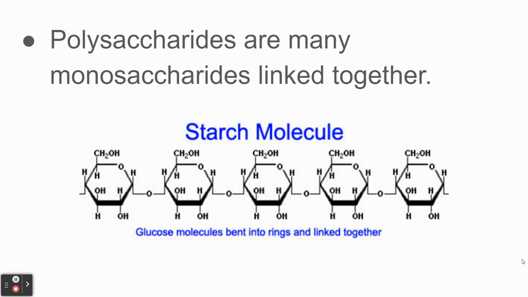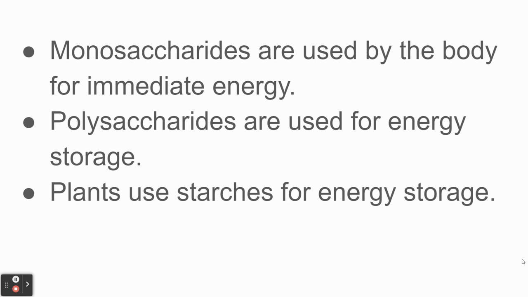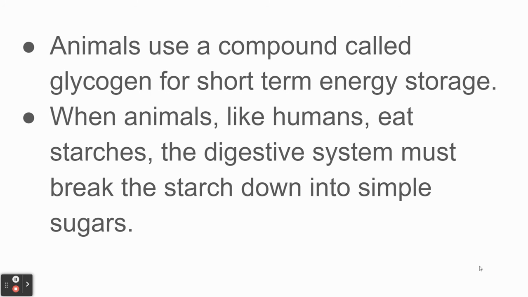The prefix poly means many. So when we say polysaccharide, we take many monomers, many monosaccharides, linked them together into a long chain. Starches are an example of a polysaccharide. Monosaccharides are used for immediate energy. As I mentioned, glucose is the one sugar that our bodies burn for energy. Polysaccharides are used for energy storage. Plants use starches for energy storage. Animals like humans use a compound called glycogen.